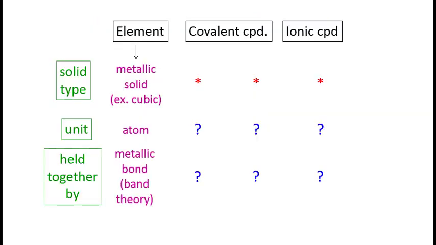Here is our chart. We can now go down the right-hand side with ionic compounds. They crystallize in ionic solids. The smallest unit is the ion. As we've stated before, with ionic compounds, there are no molecules. The force that holds the ions together is what we have called the ionic bond, the attraction of cations and anions.